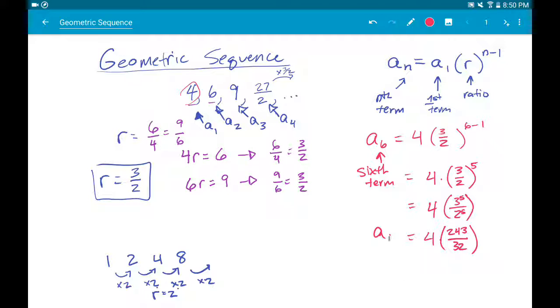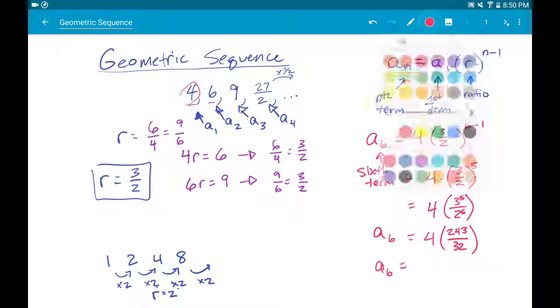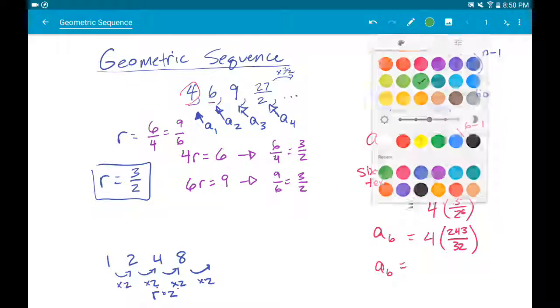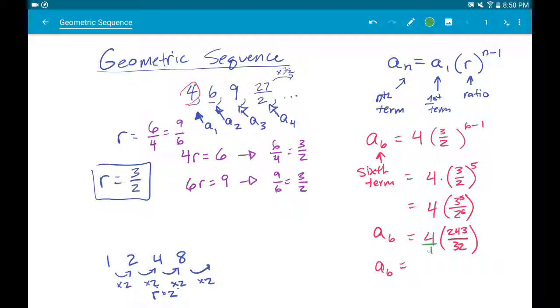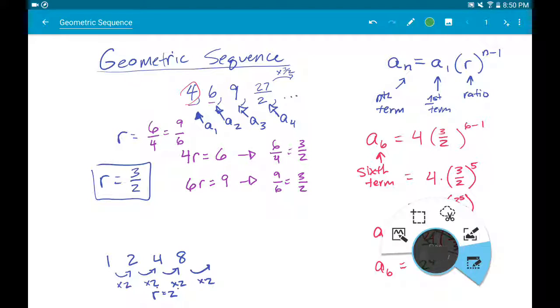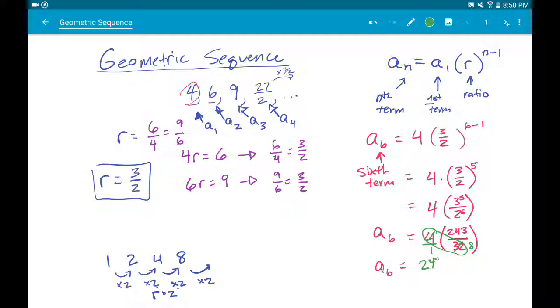Again, we're finding a sub 6. I don't have a calculator handy, but I can simplify this fraction. 4 and 32, that becomes an 8. And so the sixth term would be 243 over 8. And I accept improper fractions, so you could leave that as an answer.